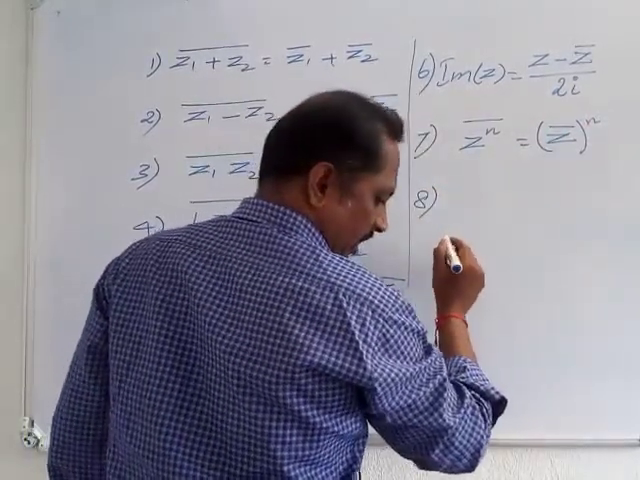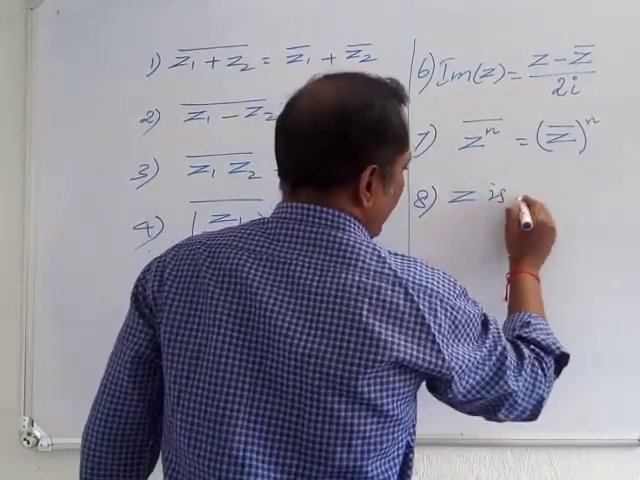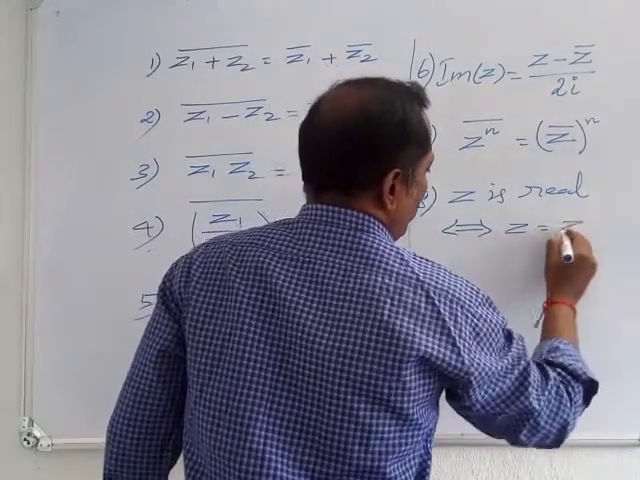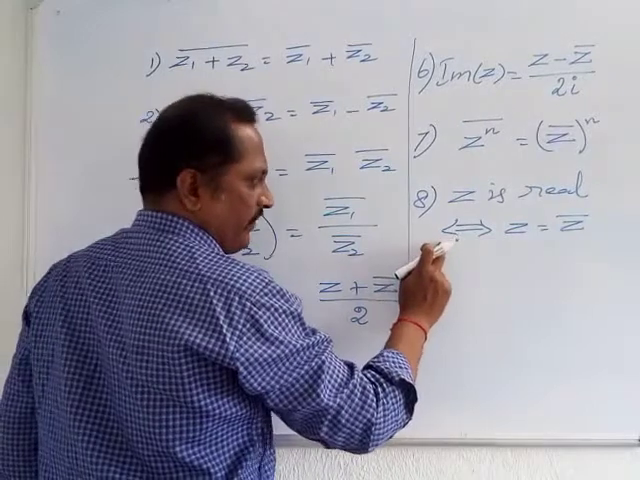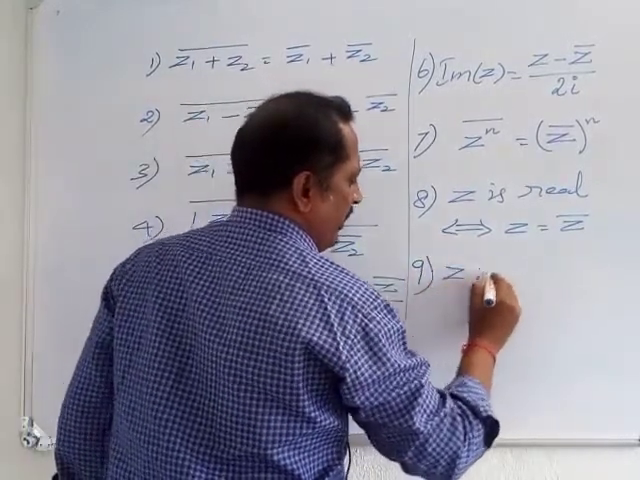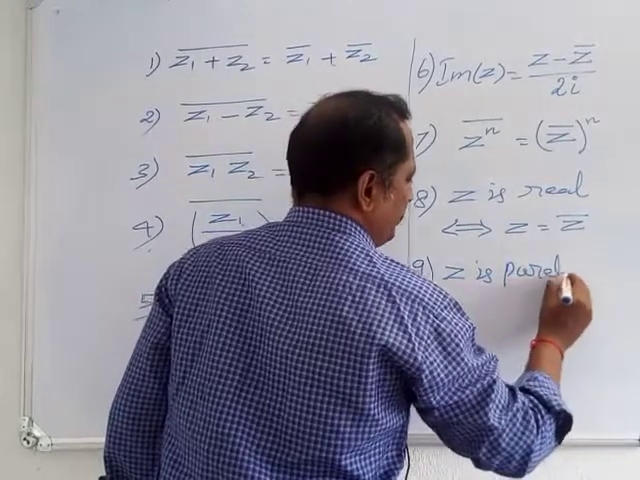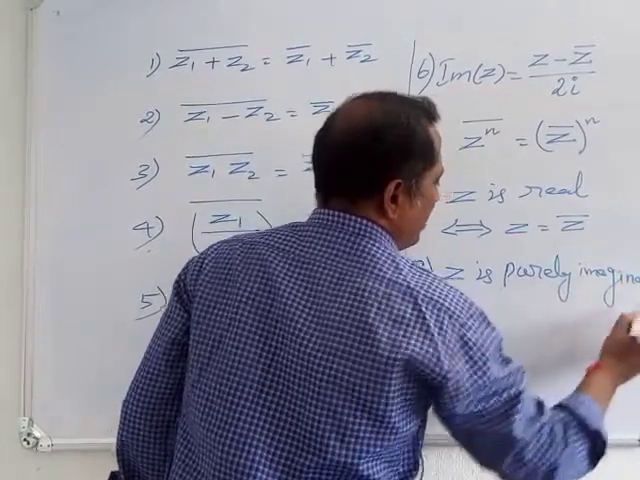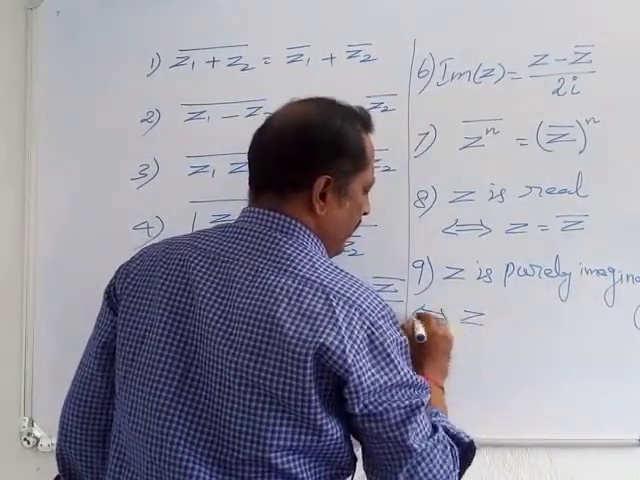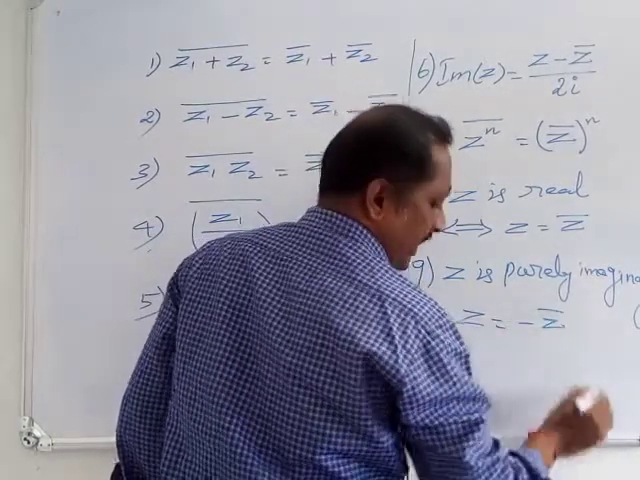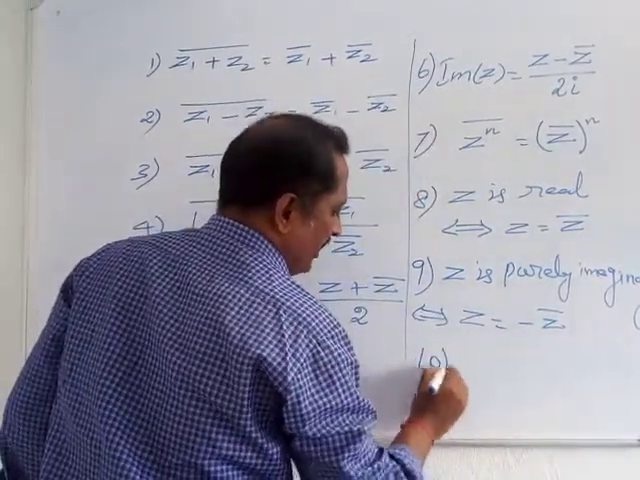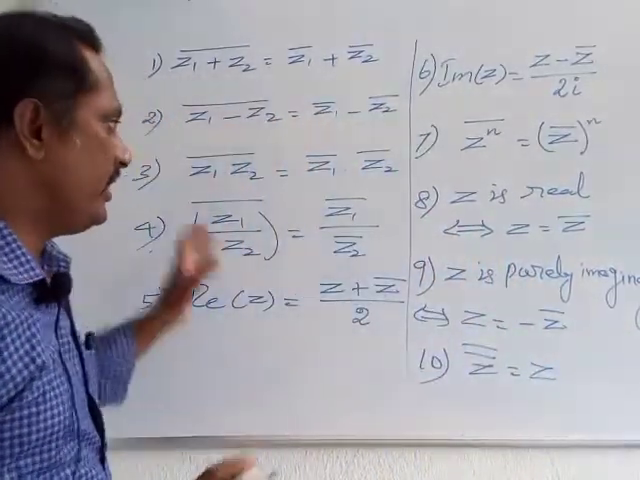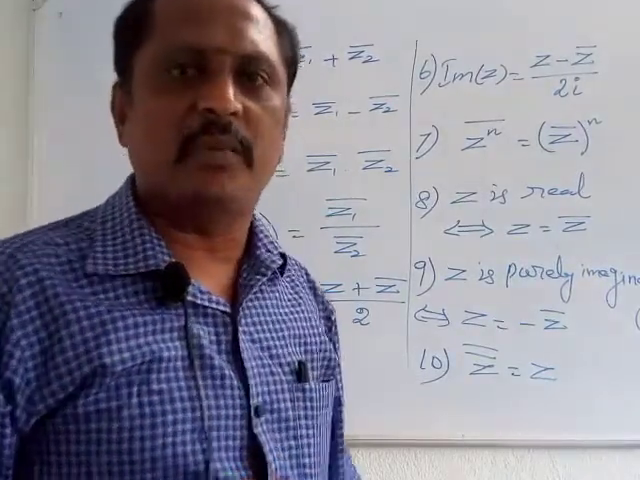And the eighth property is z is real if and only if z is equal to z bar. This is an if and only if symbol. And the ninth one: z is purely imaginary if and only if z is equal to minus z bar. Tenth property: z double bar is equal to z. These are the conjugate properties in complex numbers.